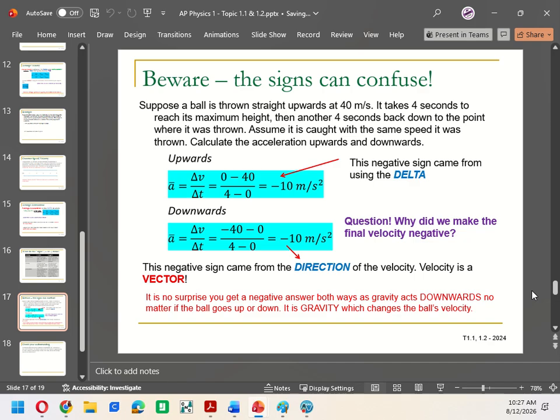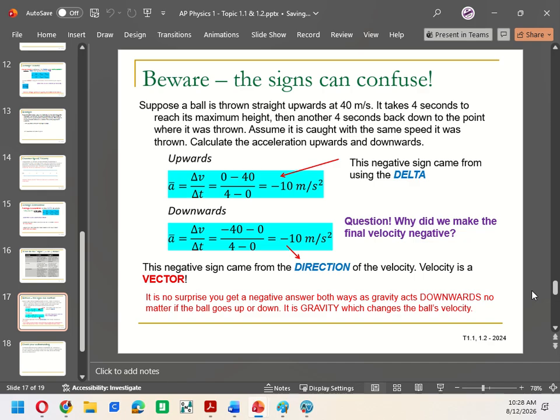What's happening as it's going up? What makes it eventually come down? Gravity, but as it keeps going up, it's slowing down, isn't it? Okay, so it's a positive velocity, but it is a negative acceleration, so it's slowing down. Okay, that's good to know.